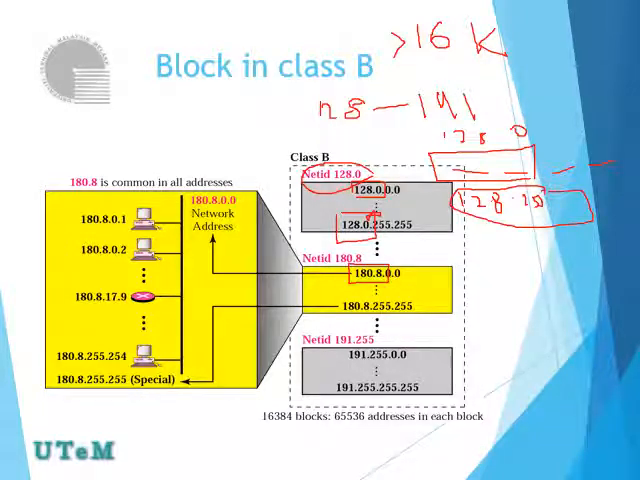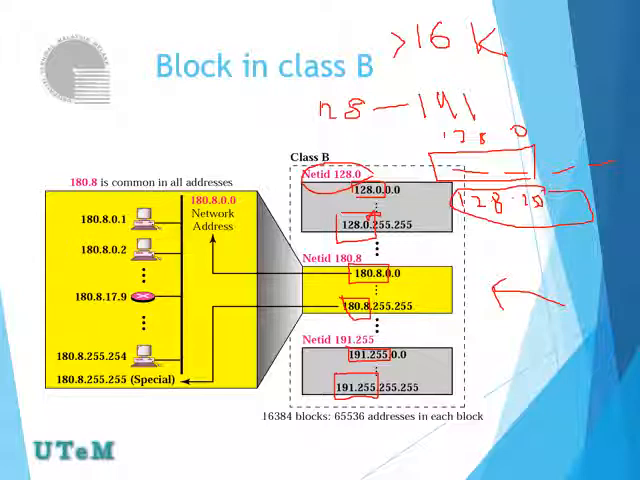Okay, class B. Host can vary, and the first two octets must be the same. In class B we can use all blocks, and there is no restriction, compared to class A. In class A, two blocks cannot be assigned to any network because they are special blocks: block 0 and block 127.